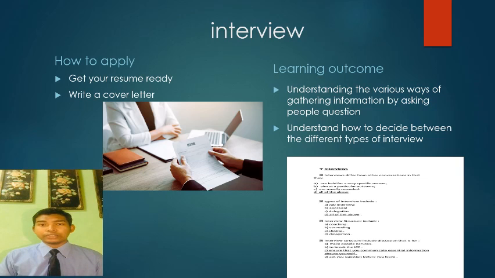On the slide, you can see the multiple choice item for interview. The question is about types of interview. They are given answers A, B, C, and D. You must choose one of the correct answers. At the end of the lesson, you will be able to know the types of interview.